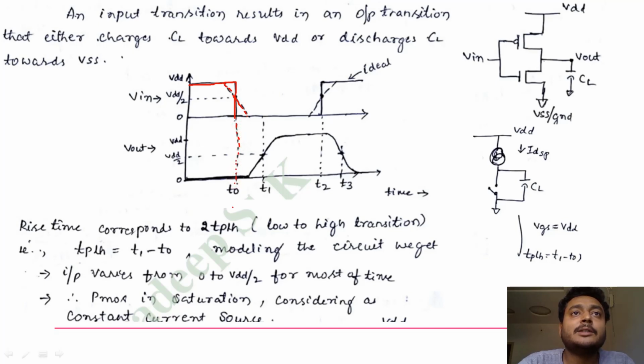So this is the midpoint of the input transition, T naught, and once it is 0, your output actually changes like this up to VDD. It is not going to directly charge to VDD abruptly. Again, it's going to take some time, so you know how the capacitance charges.